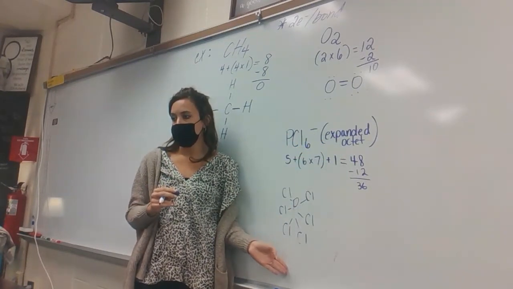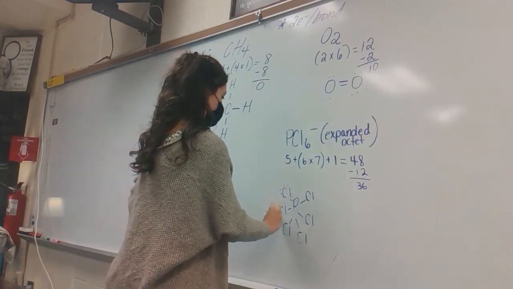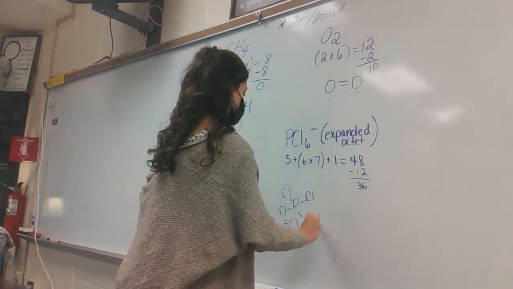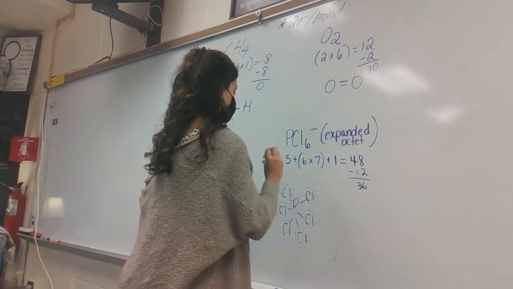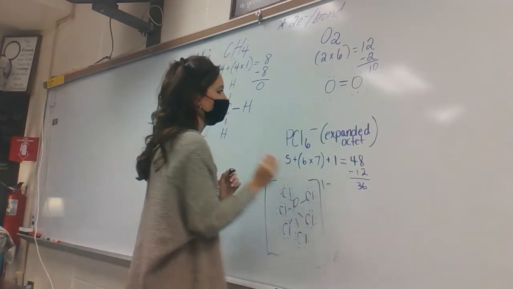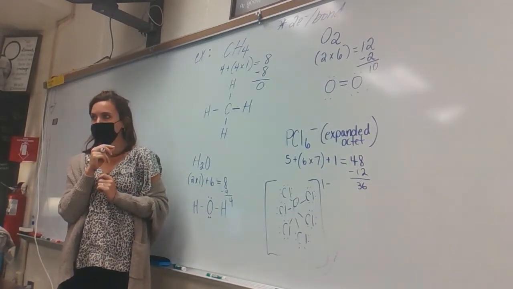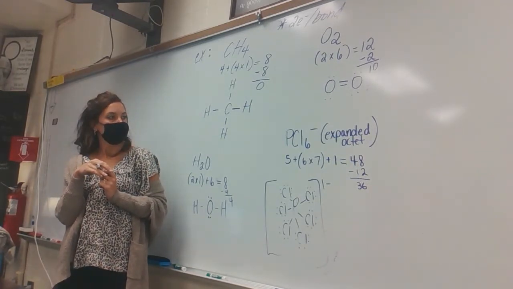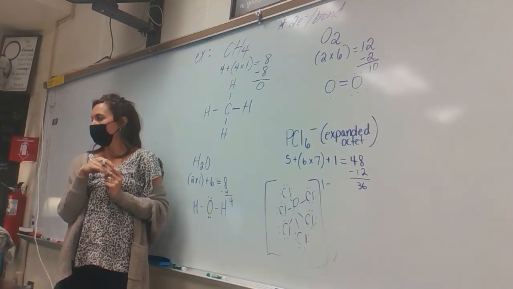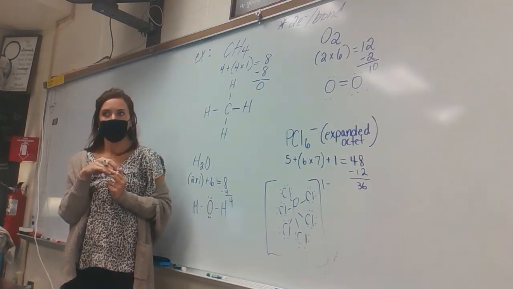You can make more than 8 in the octet. So they would say to you, draw this molecule with an expanded octet, and then you would know to draw this. Okay, I have 36, so each chlorine gets 3 lone pairs. Then my chlorines have 8. My phosphorus has the expanded octet, and I need to show that it has a 1 minus charge. Questions? Last one.